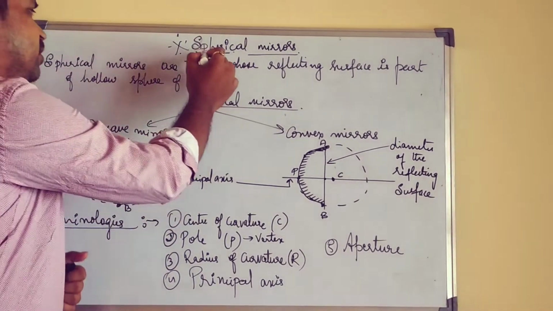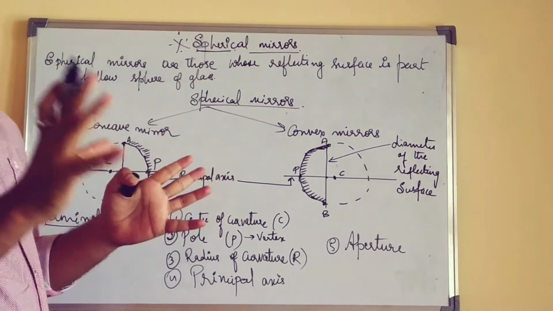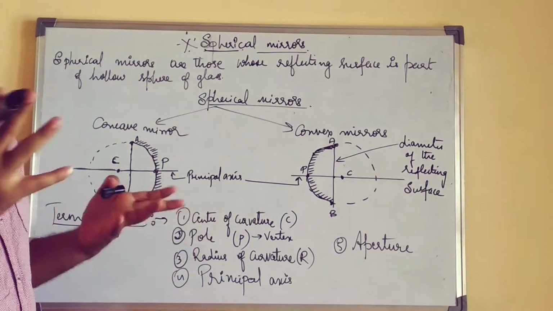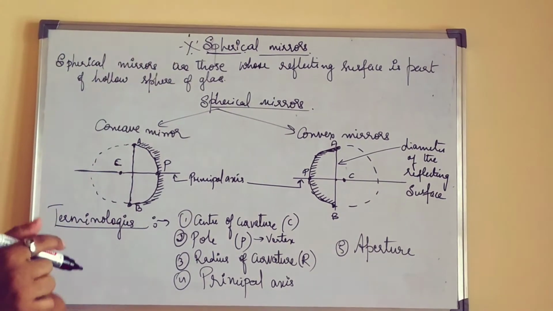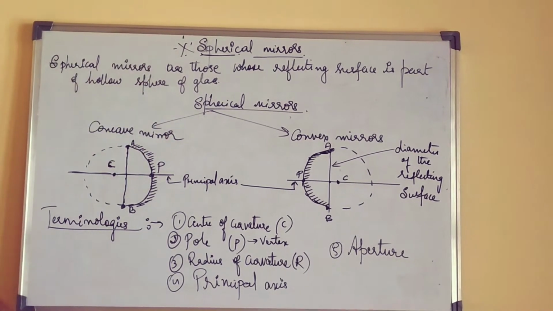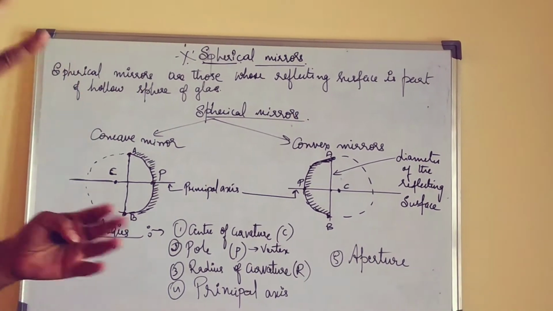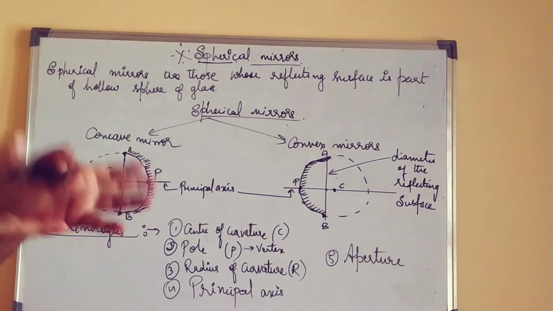You can see the word spherical, which means what? Sphere. Okay, the three-dimensional object, what you have seen, that is known as sphere. Or you can even take, since the mirror concept is there, hollow sphere of glass. It means sphere of glass or glass sphere.